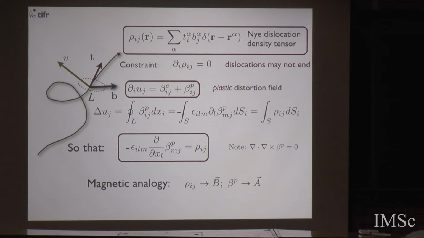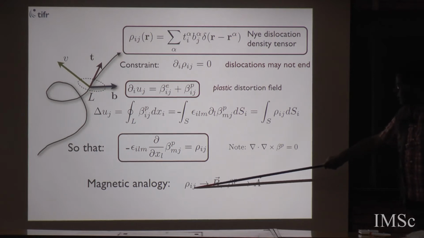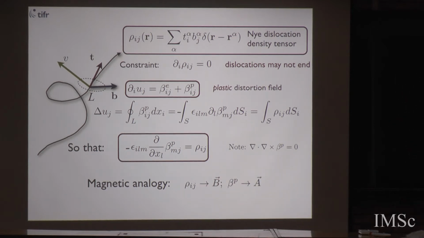Okay, and this relation is very similar to lots of electrostatic or electrodynamic analogies. If your dislocation density tensor is the magnetic field, then this is like the vector potential. Of course, this is more complicated than electrodynamics because here there are vectors and here you have one more index. So these are tensors.